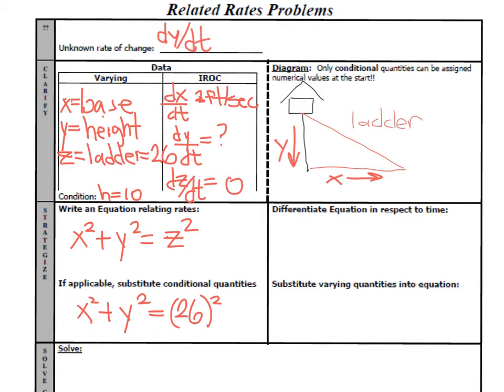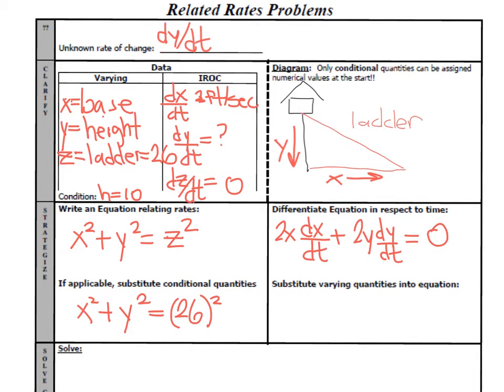So now I'm going to take the derivative in respect to time. So it's going to be 2x dx dt plus 2y dy dt. And the derivative of a constant is always 0. Great. So now I've taken the derivative.